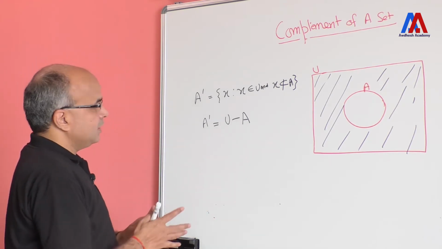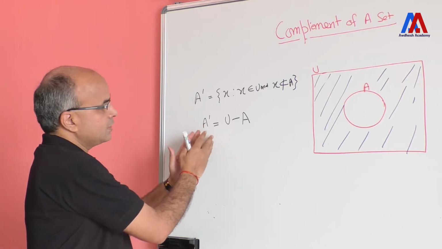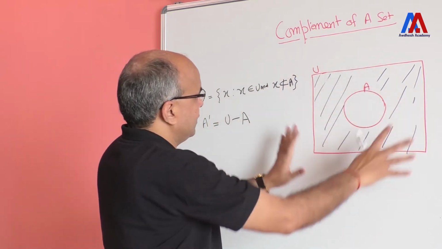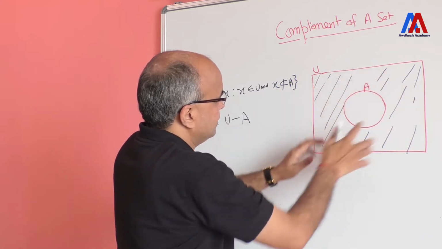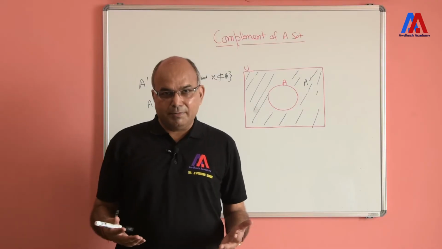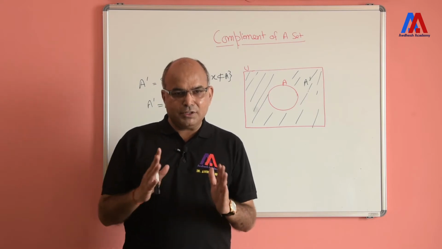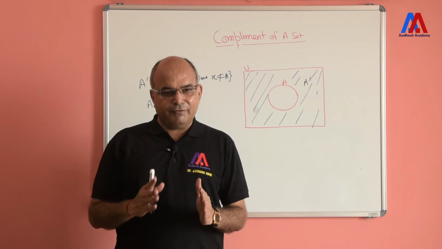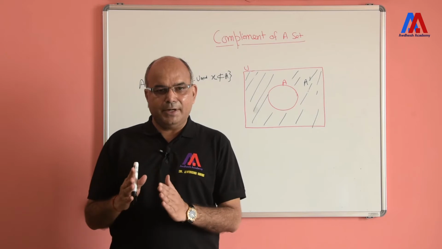From here we can also see that the complement of A, that is A dash, is also a subset of U, because it is also contained within U. So this universal set has two subsets, one is A, the other is the complement of the set, A dash. So how do we define a complement set? If U is a universal set and A is a subset of U, then the complement of A is the set of all elements of U which are not elements of A.